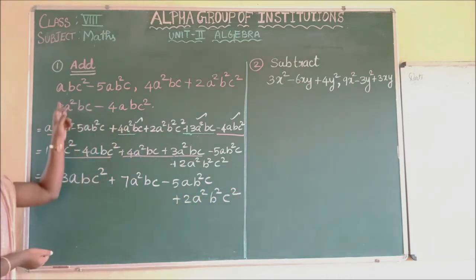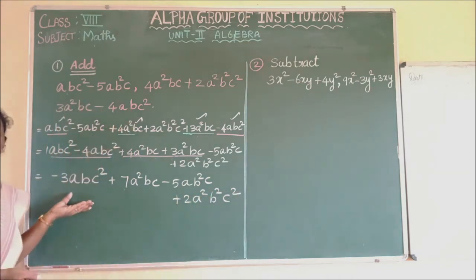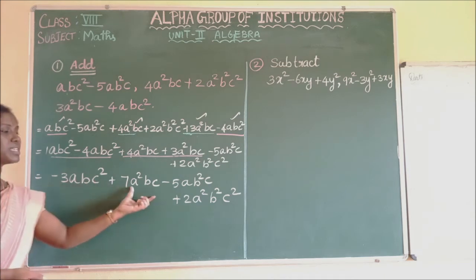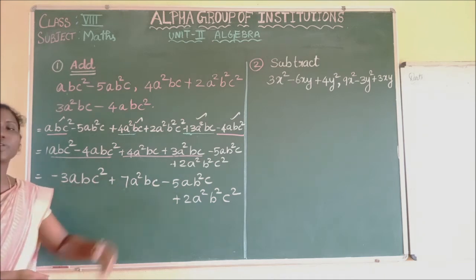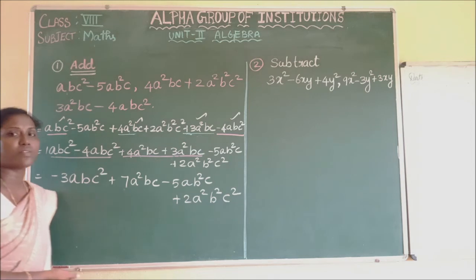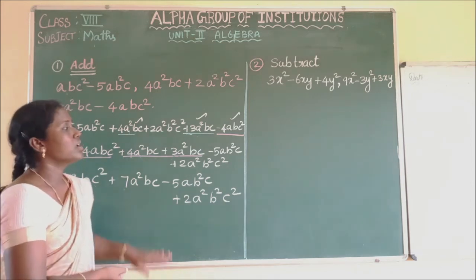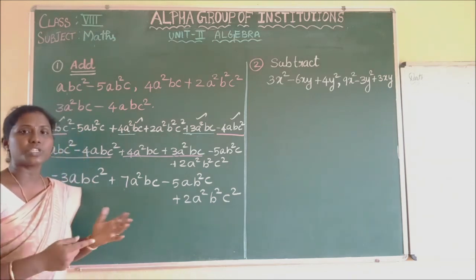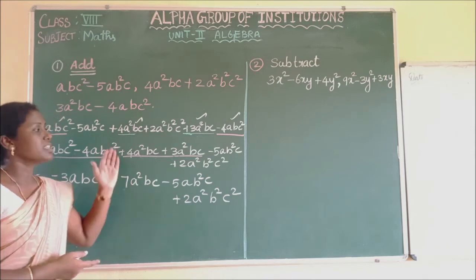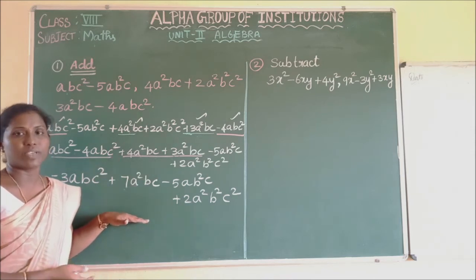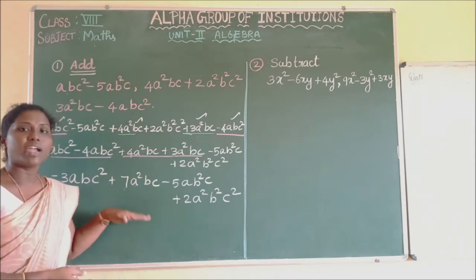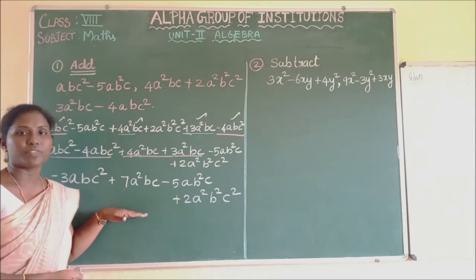So if we add these three expressions, this is the final answer. Just the like terms are added, and the other terms we keep as they are because they didn't have a like pair. So this way, whatever algebraic expression you have, just add using this way. Identify the like terms and add the coefficients of the like terms.